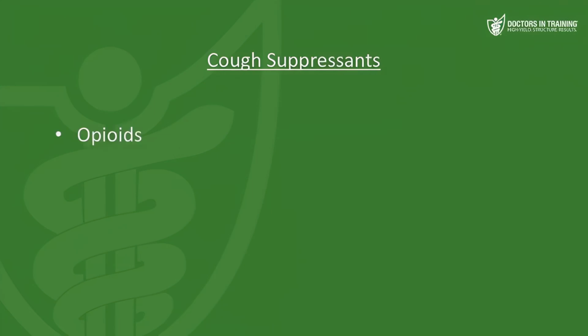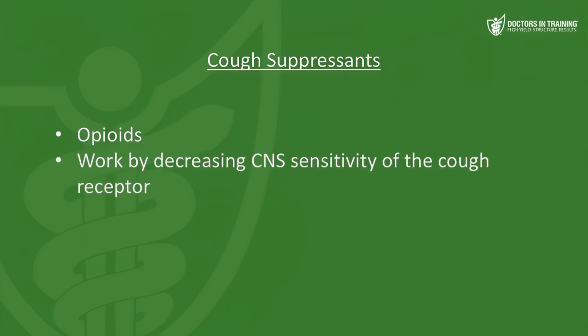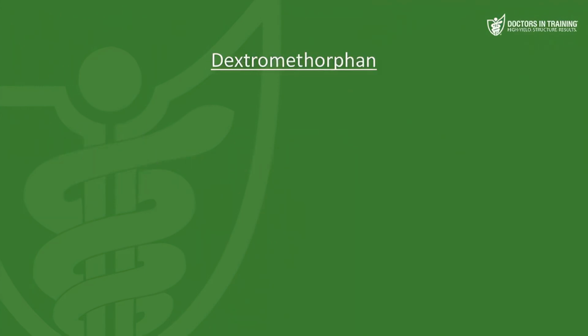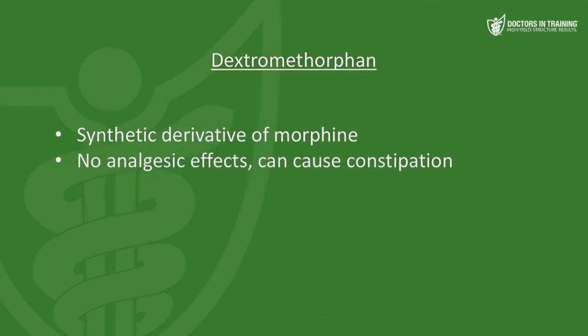Cough suppressants. Opioids are very commonly used for this, but doctors are trying to prescribe fewer opiates in general. They basically work by decreasing the CNS sensitivity of the cough receptor, and they're seen in many cough syrups. Dextromethorphan is a synthetic derivative of morphine that has no analgesic properties, but it can cause constipation, and we use it in most over-the-counter cough suppressants. Used in high doses with a combination of certain medicines, it can cause serotonin syndrome.